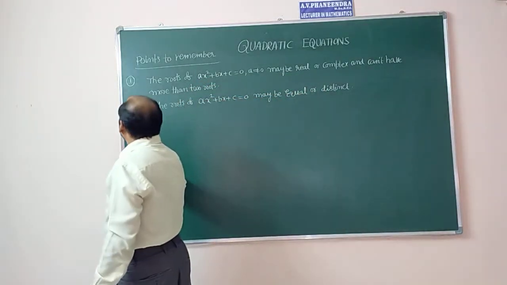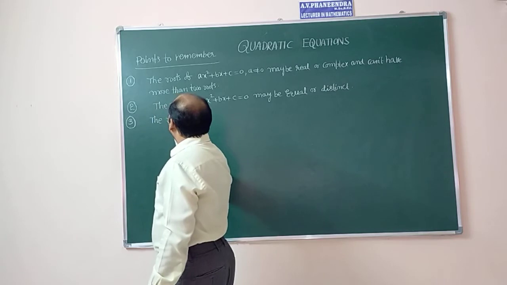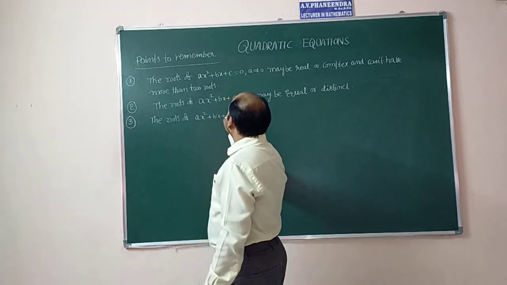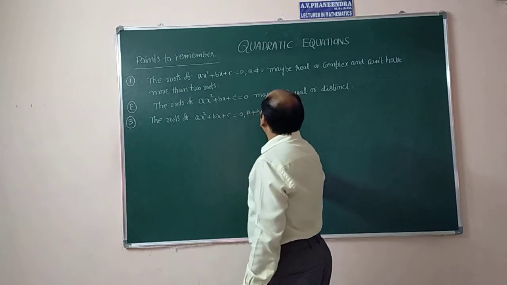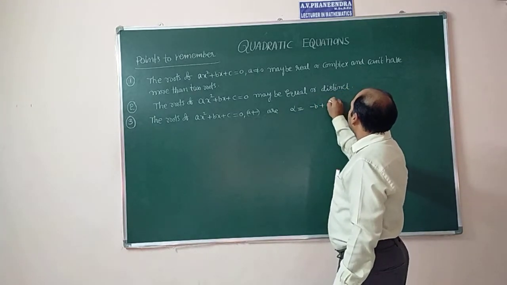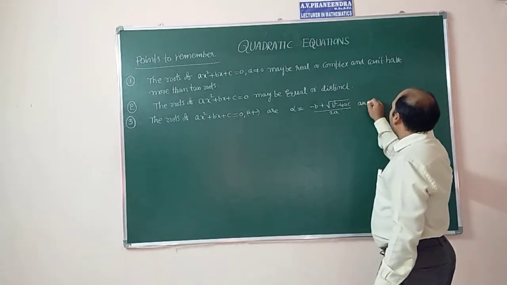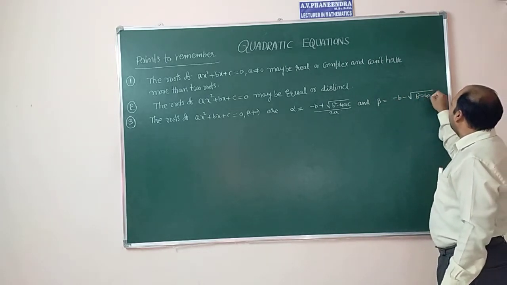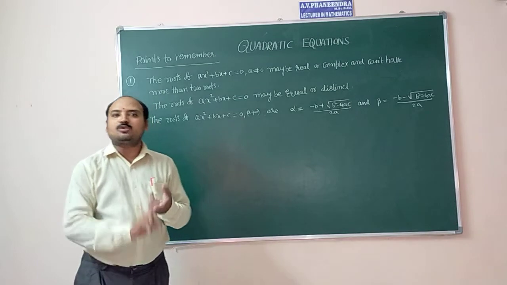Come to the third point here. The roots of ax square plus bx plus c equal to 0, where a is not equal to 0, are alpha equal to minus b plus square root of b square minus 4ac divided by 2a and beta equal to minus b minus square root of b square minus 4ac divided by 2a. From these two, we can find the sum of the roots and the product of the roots.